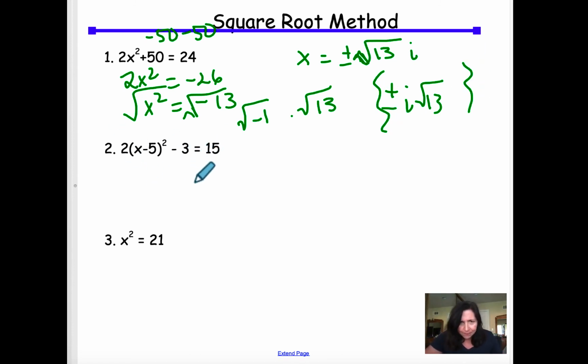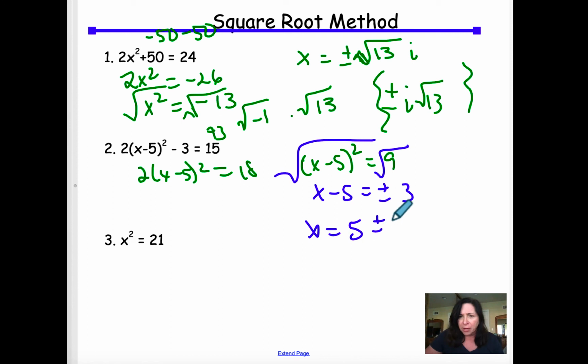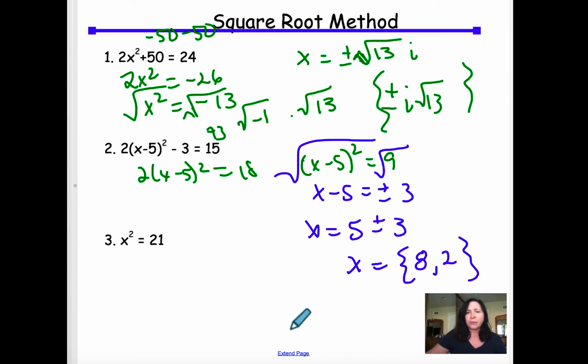For this problem, I'm going to move this 3 over. So add 3 to both sides. I'm going to get 2 times x minus 5 quantity squared is equal to 18. I'm going to divide by 2. And so I'm going to have x minus 5 quantity squared equals 9. I'm going to square root both sides. And I'm going to get x minus 5 equals plus or minus 3. So I get x equals 5 plus or minus 3. So my roots are going to be 5 plus 3, which is 8, and then 5 minus 3, which is 2. So those are my roots.